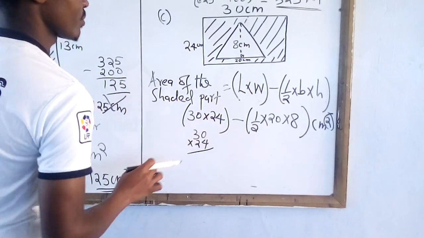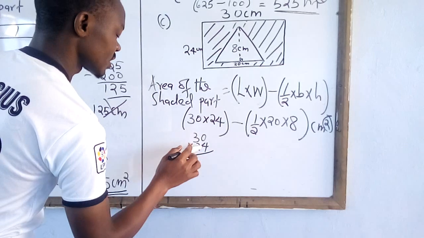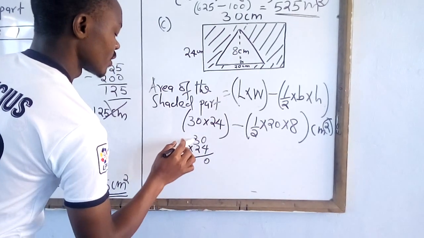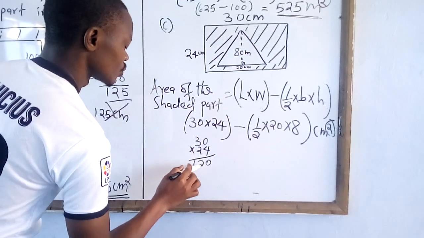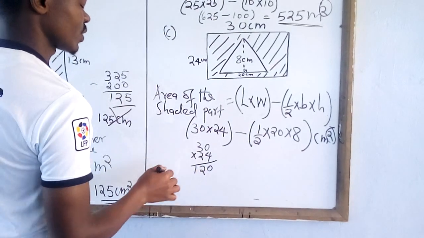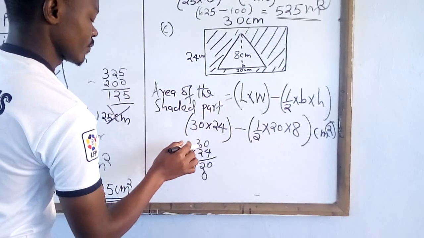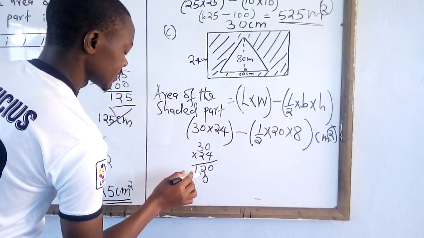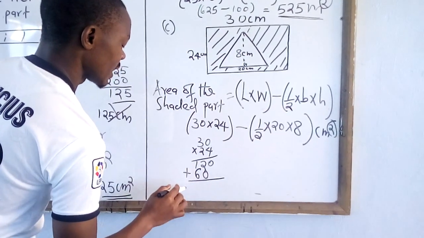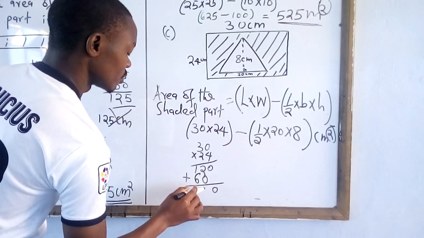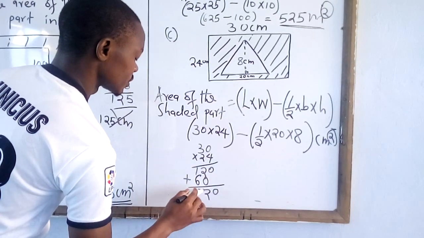Take 30 multiplied by 4. So 0 times 4 is 0. 3 times 4 is 12. Then you skip one step. 0 times 2 is 0. 3 times 2 is 6. Then we do what? We add. This is going to be 0, 2, 7.